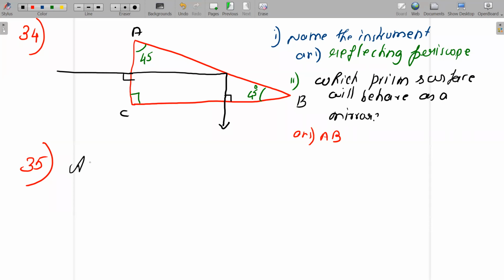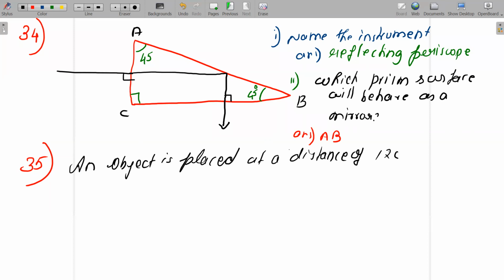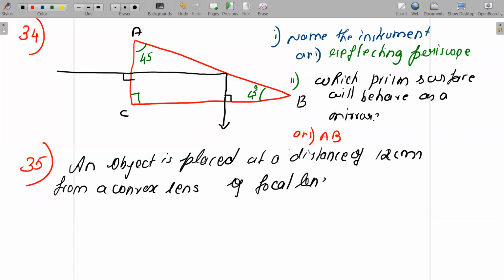Now another question. This question you should answer. An object is placed at a distance of 12 centimeter from a convex lens of focal length 8 centimeter. Find the position of the image.